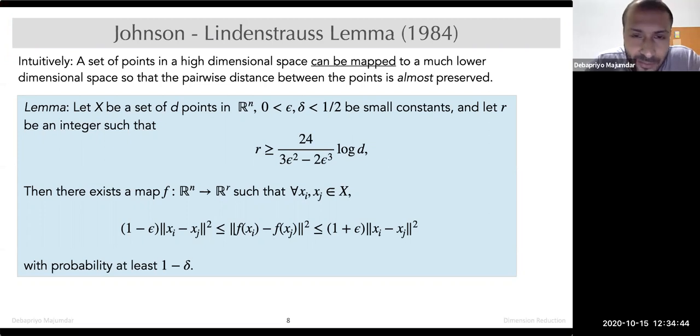So delta was supposed to be less than half. If you can make delta much smaller, then this has a high probability. Okay, so lots of things going on here.